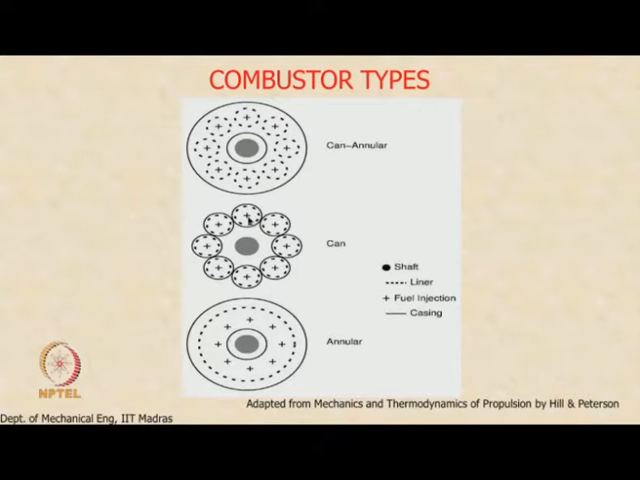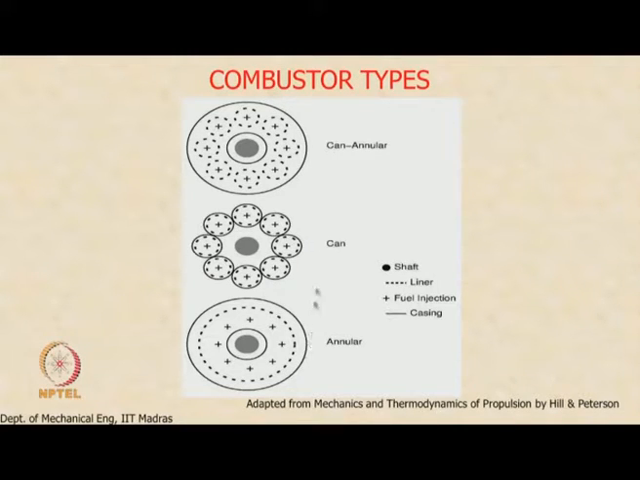The air from the compressor comes in like this. You have a can like this, and the air from the compressor comes into each one of the cans. This is the can design, which was used initially during World War II. In the early years of aircraft turbojet engines, this was the design that was used.